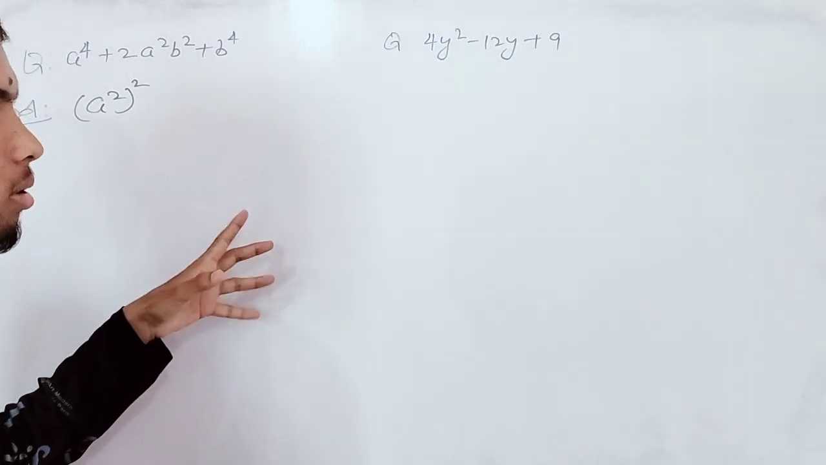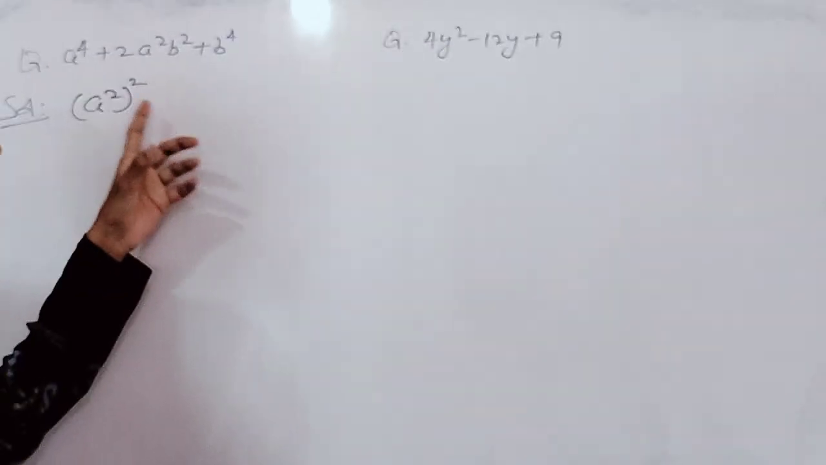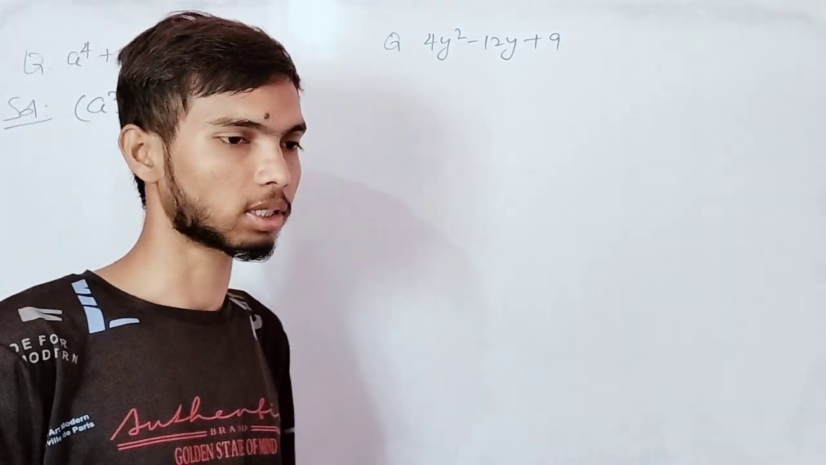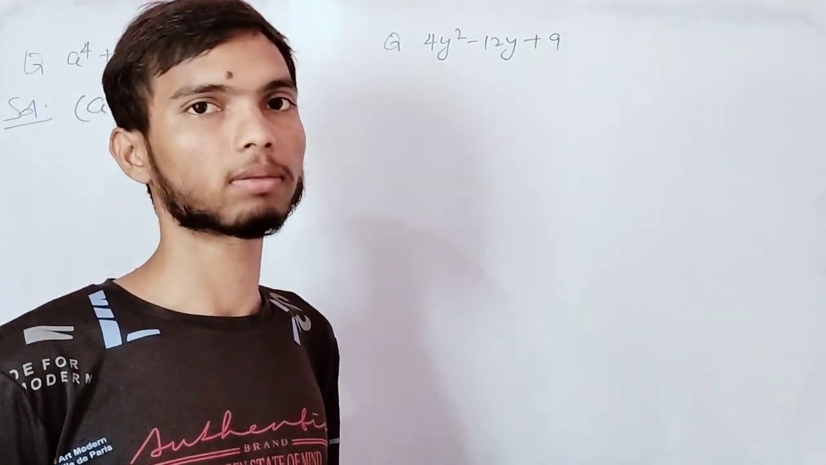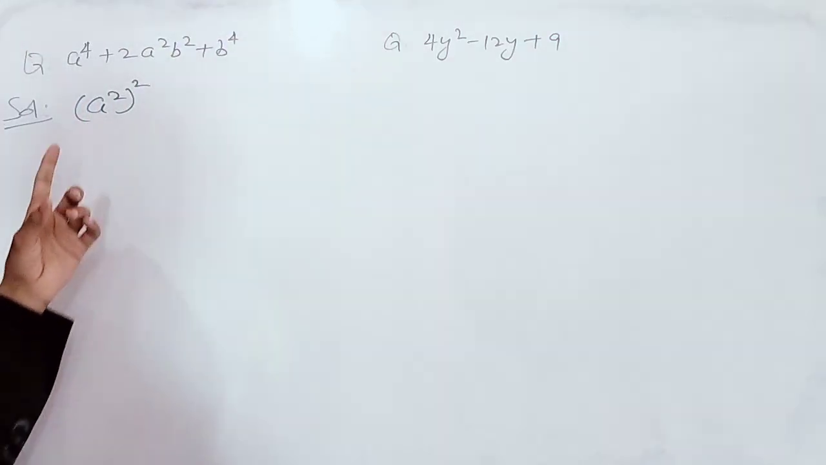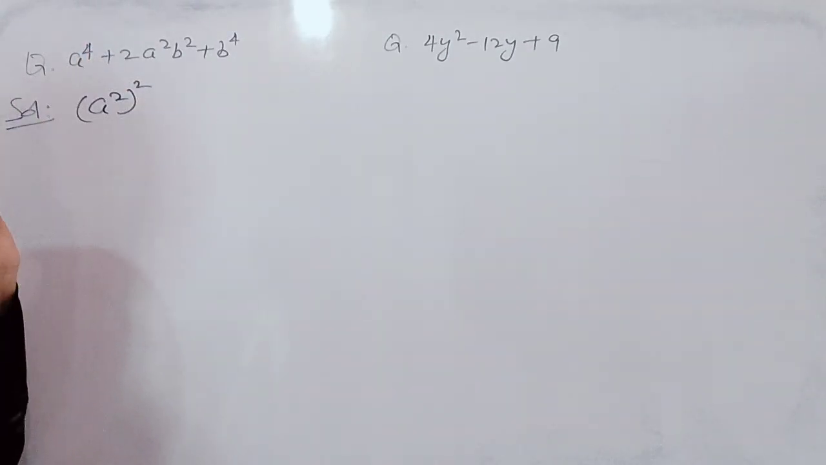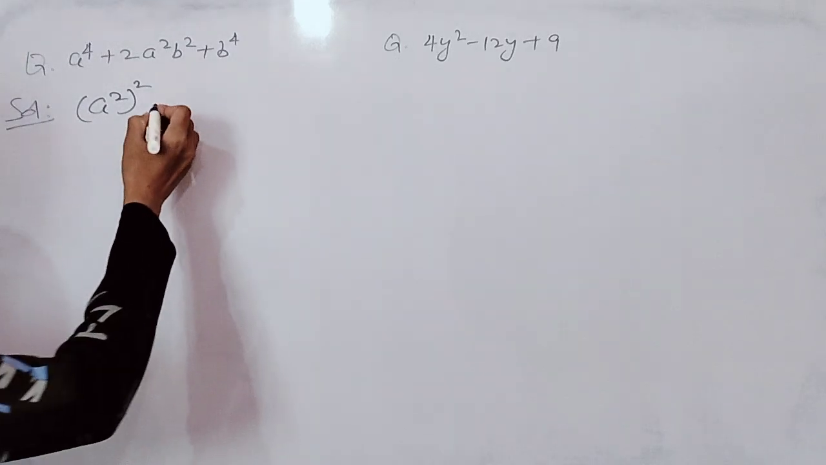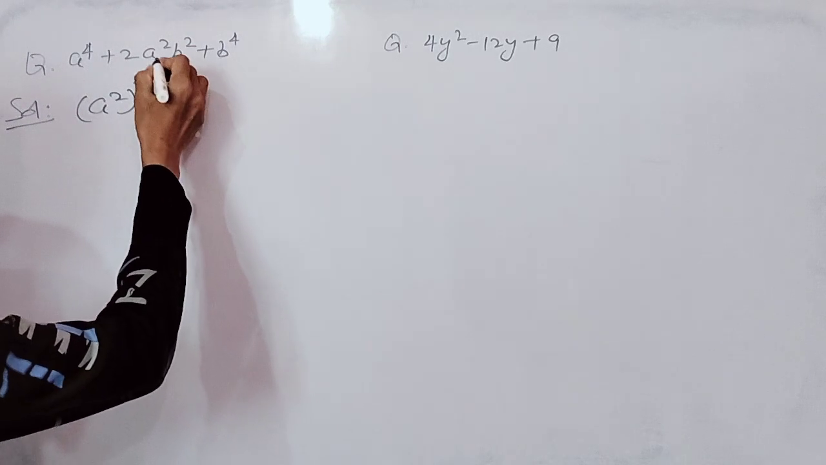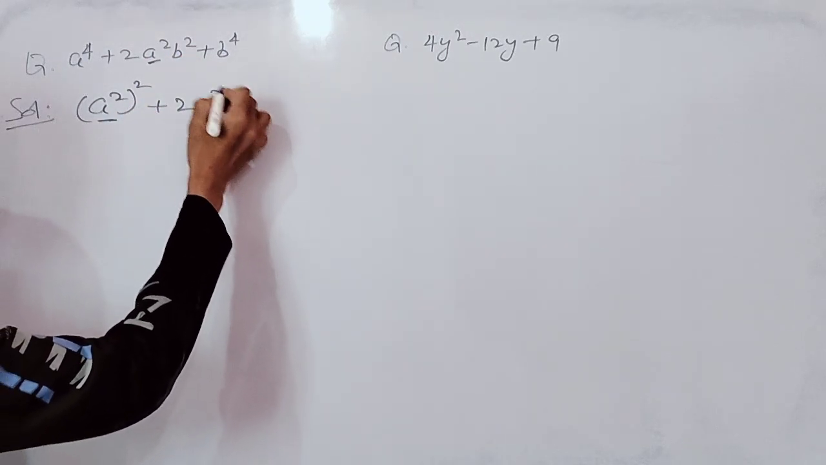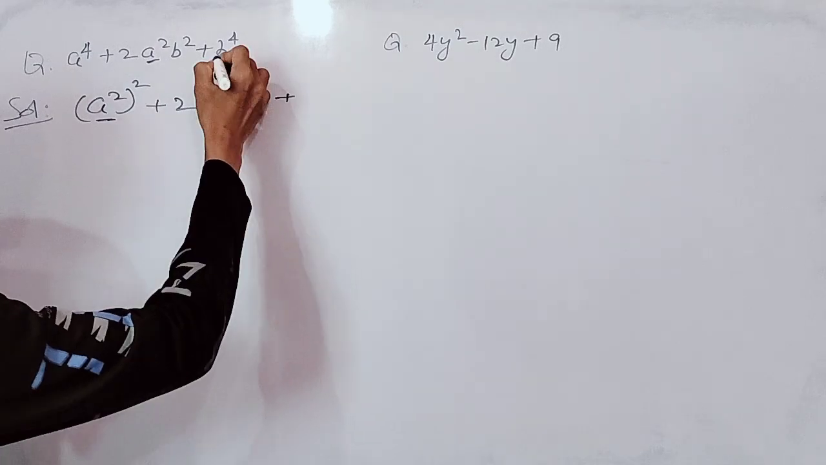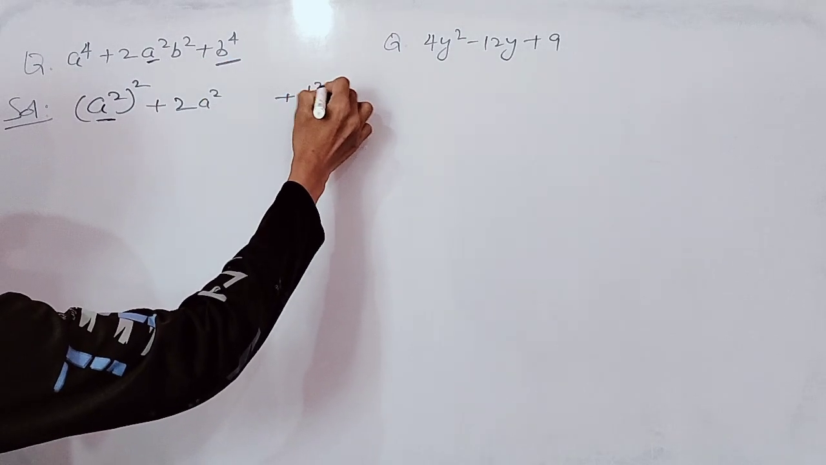The exponent rule says just multiply. If both are exponents, then just multiply them. 2 multiplied by 2 will give you 4. Now here plus 2. Here you can see this is a square, so it will stay as it is. Now look at the last term, b to the power 4. It can be written as b square raised to power 2.